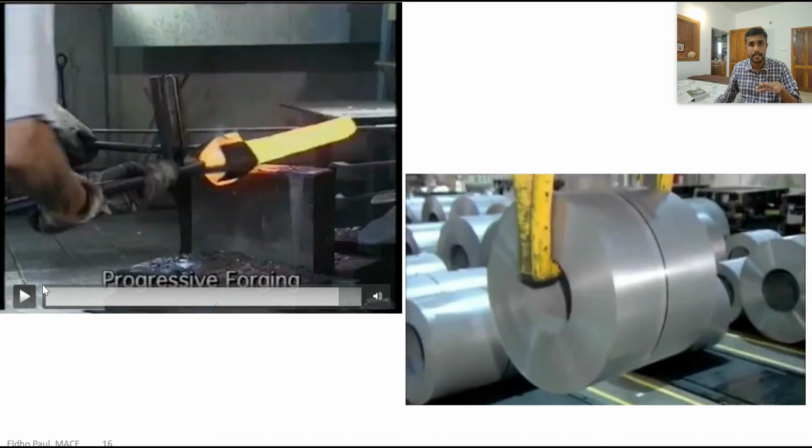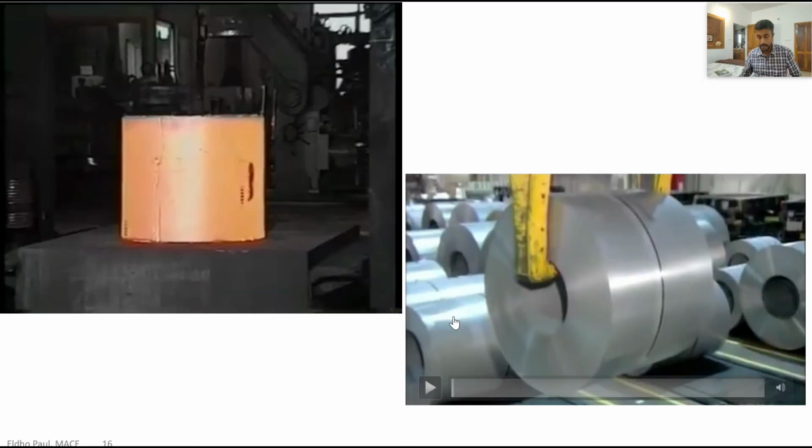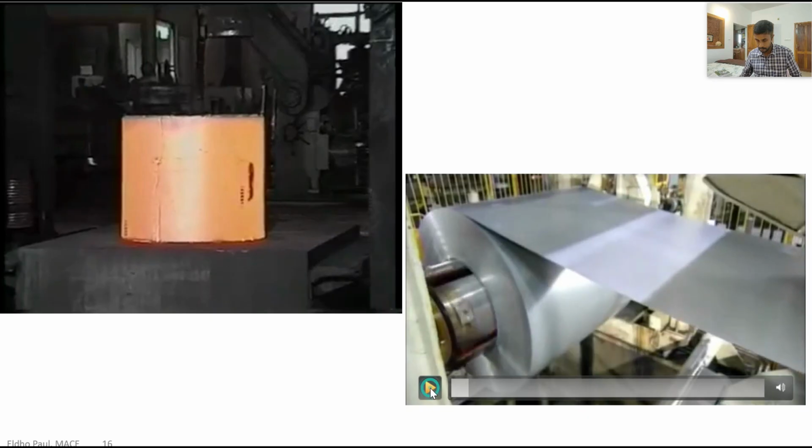So all these types of processes are forging operations. We will study all these types of processes later. So this is a bulk deformation process. Next we will see the sheet metal operation. An alloy that's strong yet malleable. See the thickness of the sheet metal. It's very low thickness compared to the bulk deformation raw material. The thickness is very small.